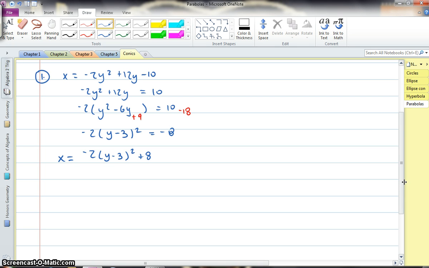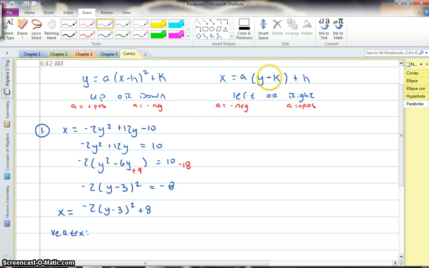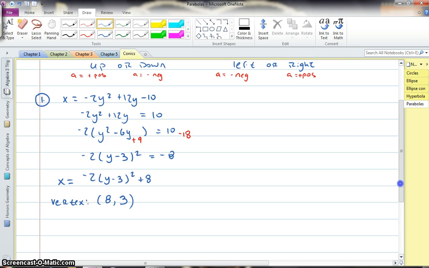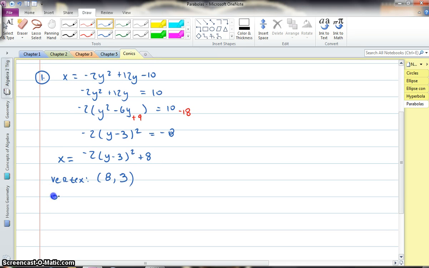Now, vertex form. What does that mean? Well, I know what my vertex means. Now be careful. My vertex is still opposite inside, comma outside. The only difference is h and k are now in different spots, because our y and our k are together. So outside is with your x, opposite inside is your y. So it's positive 3. Now, this is a negative a value and x equals, so we know it's going to open left. It's going to open to the left. And then our shape is still the same as before.